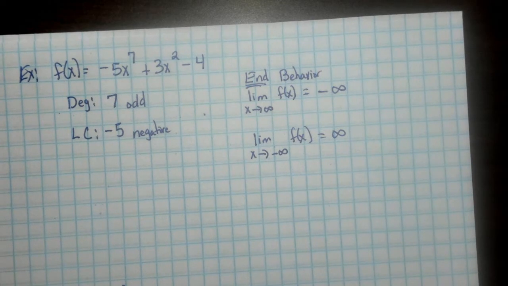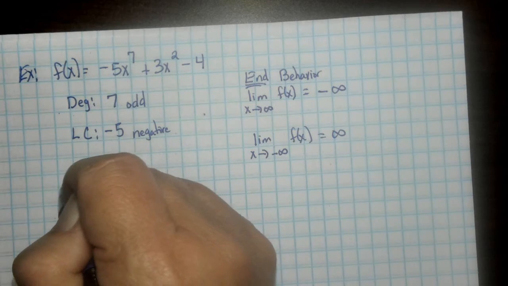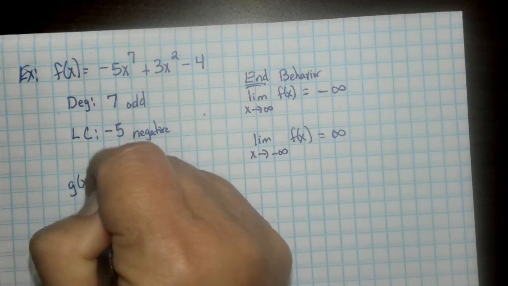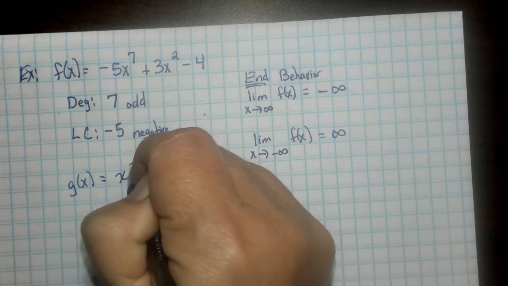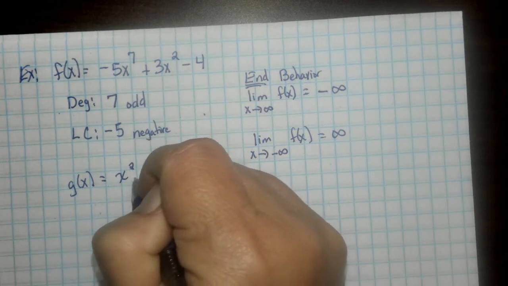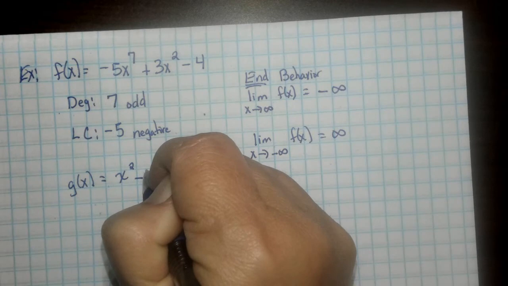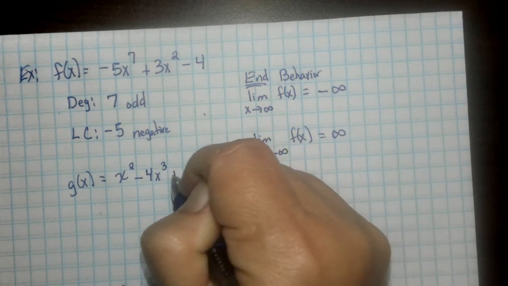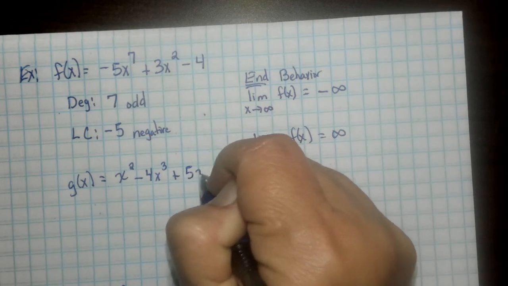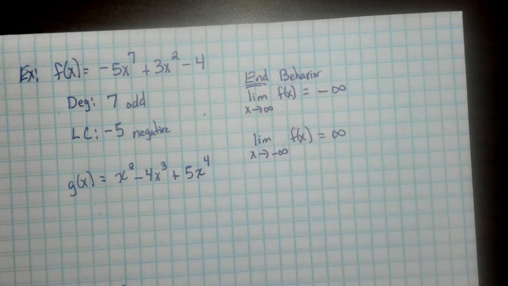So let me give you one more to try. Write this down and pause the video and give it a try. G of x is x squared minus 4x cubed plus 5x to the 4th power.